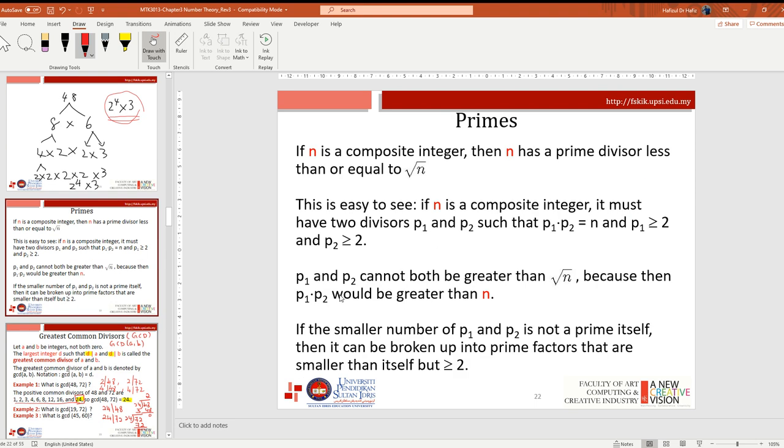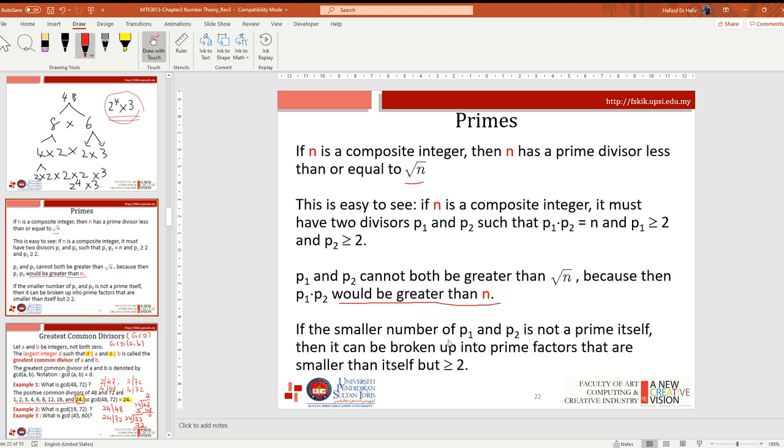If n is a composite integer, that is, not a prime number, then n has a prime divisor less than or equal to the square root of n. This is easy to see. If n is a composite integer, it has two divisors p1 and p2 such that p1 multiplied by p2 is equivalent to n, and p1 and p2 must each be greater than or equal to 2. Then p1 and p2 cannot both be greater than the square root of n, because p1 multiplied by p2 would be greater than n.